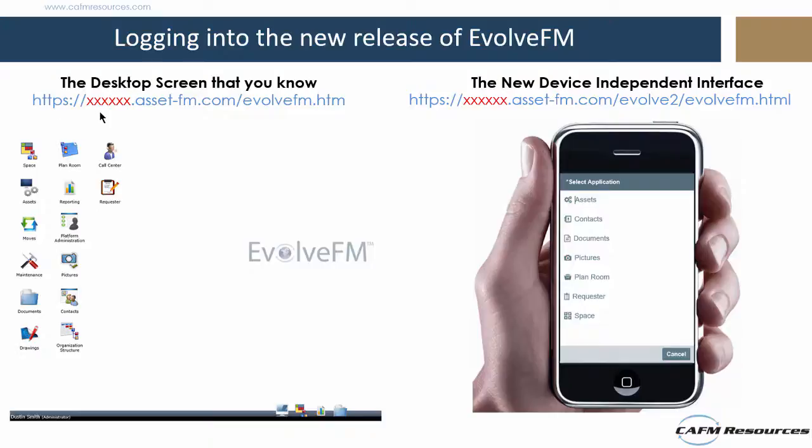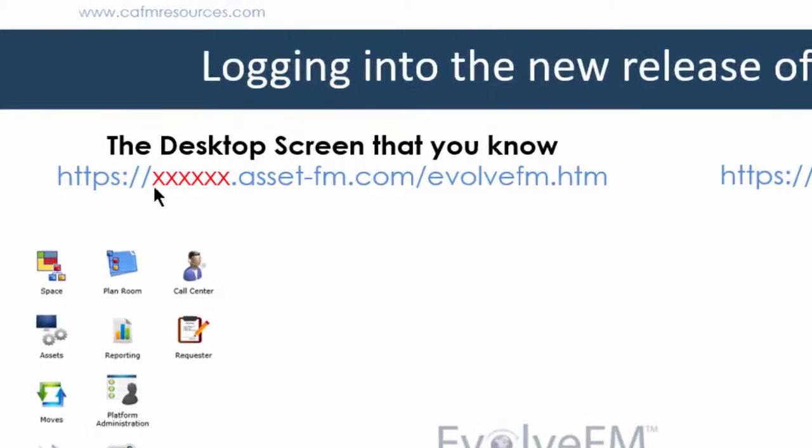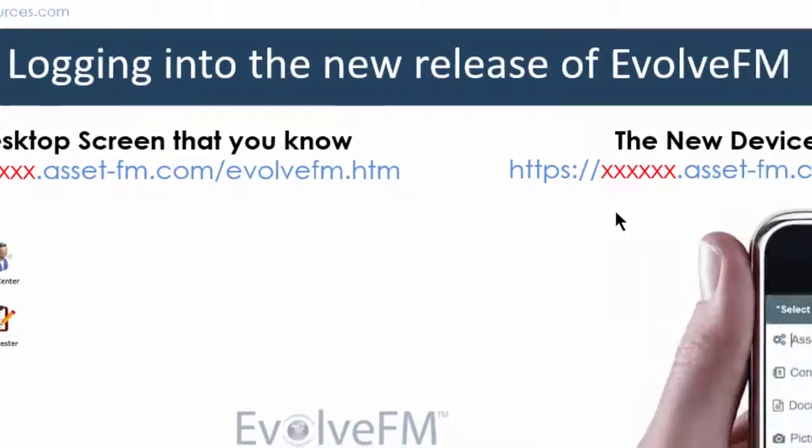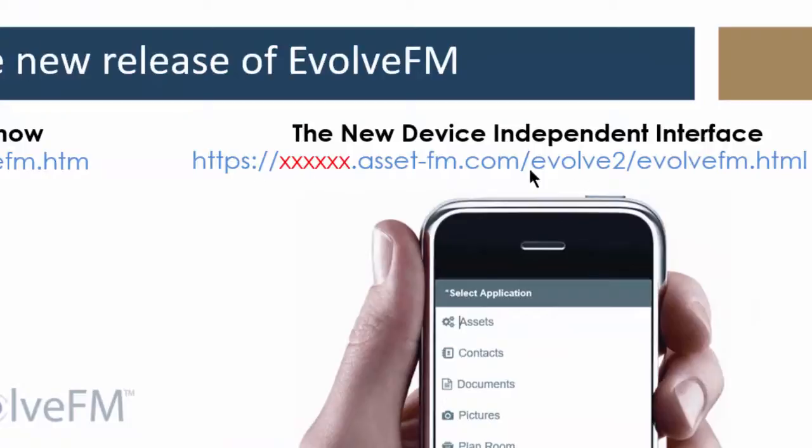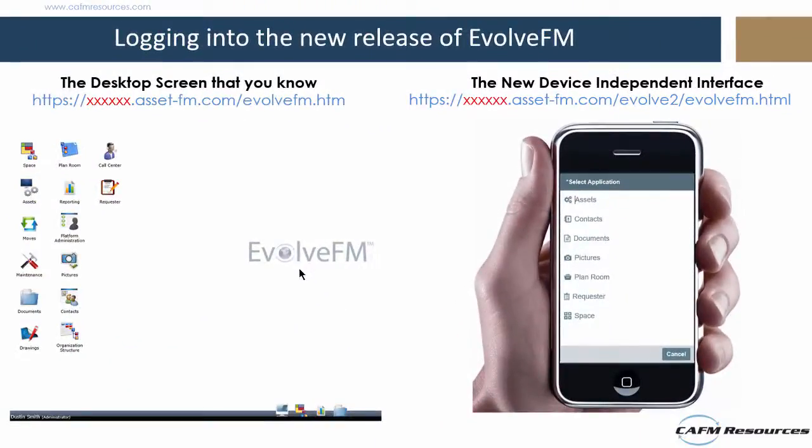The important thing to know is that to get at your new desktop screen, this URL with the red X's indicating the name of your particular instance of EvolveFM will get you to the desktop that you're familiar with, what we call the desktop version. And this URL with your site name in it will get you to the new device-independent interface for EvolveFM. In either case, you're looking at the same data in the same database. So let's take a look at the essential things that you'll need to know to make this easy transition.